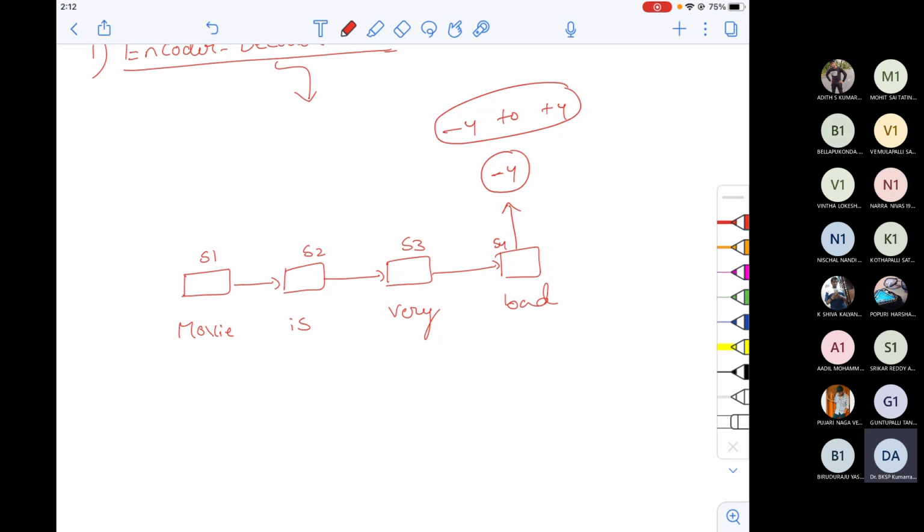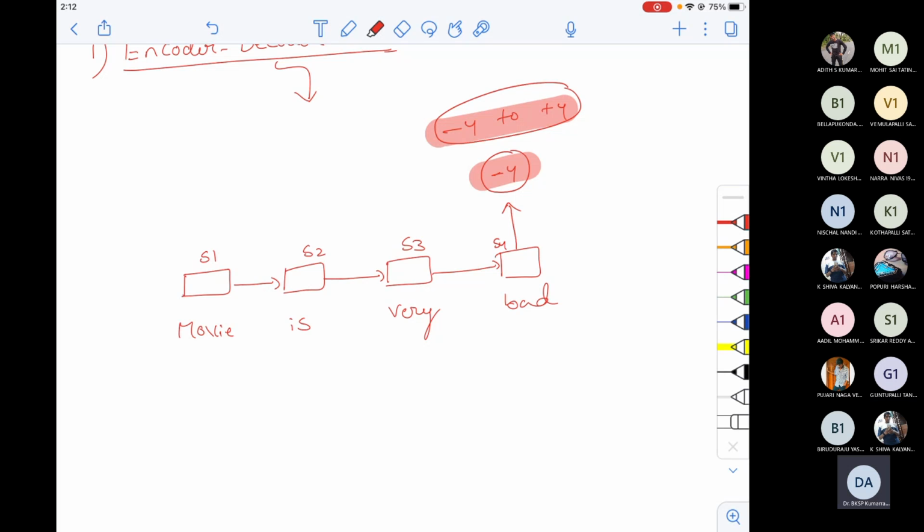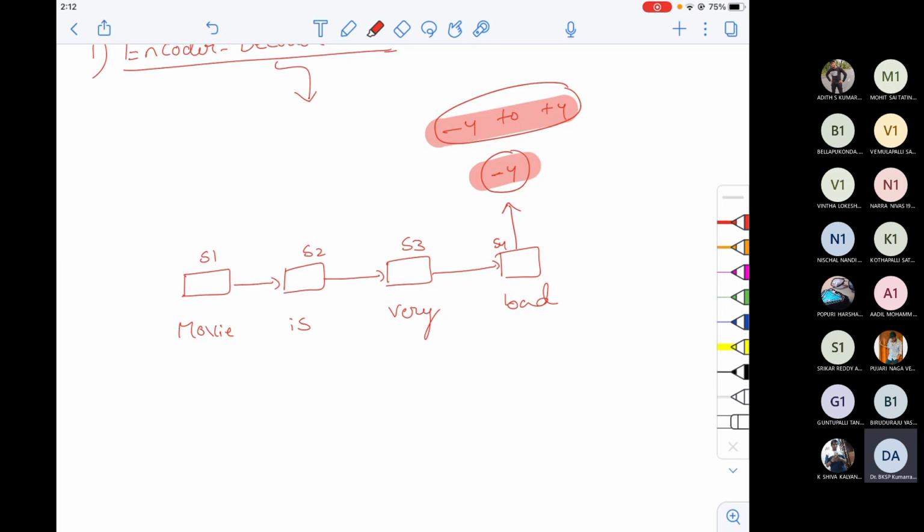So this is a way we have learned. Of course, here the score assignment was new to you, but generally in our previous discussions, we have seen the classification in the context of positive and negative. Now I'm just quantifying that positivity and negativity in terms of numbers, minus 4 to plus 4. In this particular example, movie is very bad. The sentiment score is minus 4, which is an indication of a highly negative sentence.